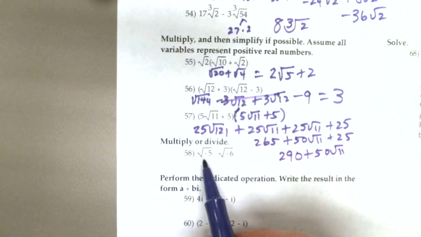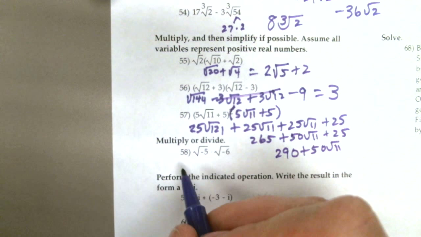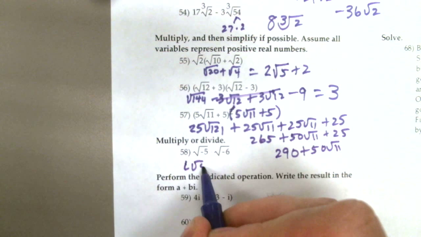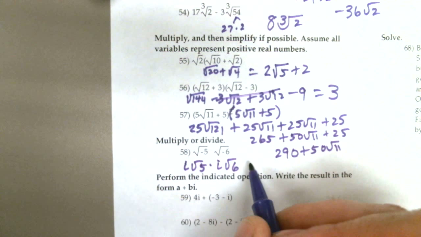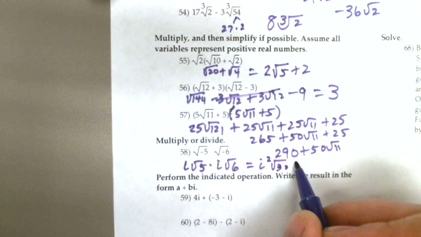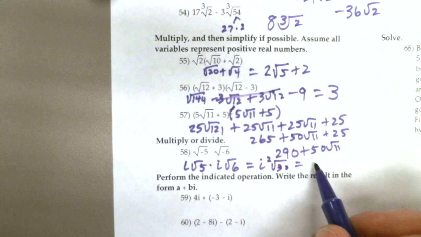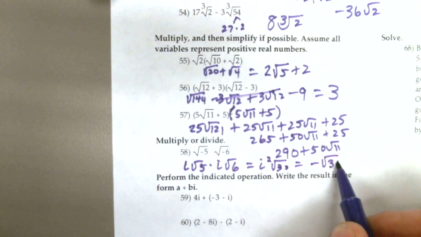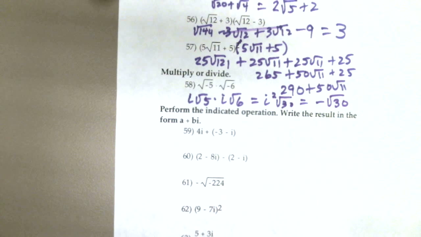When you multiply things that are negative under the radical, we need to bring out the negative first. So I get i square root 5 times i square root 6 gives me i squared square root 30, which is i squared is the same as negative 1. So I get negative square root of 30. Let's stop there.